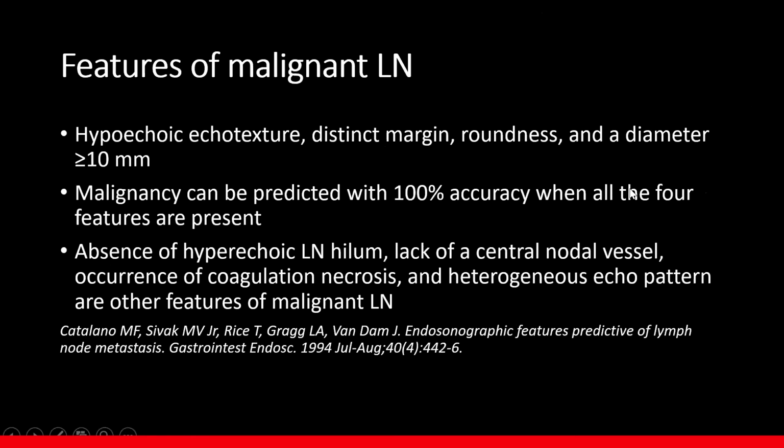What are the features of malignant lymph nodes? Hypoechoic echotexture, distinct margin, round shape, diameter more than 1 centimeter. If we have these 4 features, there's 100% accuracy that this is a malignant lymph node. But not always are these 4 features present. They are present only in 25% of cases. Besides these features, we should look for absence of hyperechoic lymph node hilum, lack of central nodal vessel, coagulation necrosis sign, and heterogeneous echo pattern. These are other features of malignant lymph nodes.